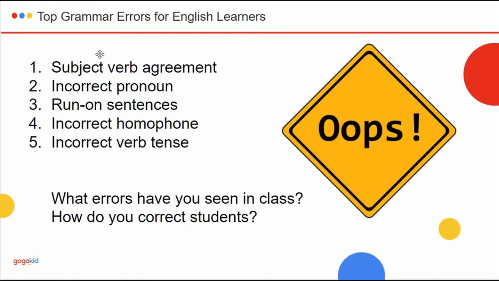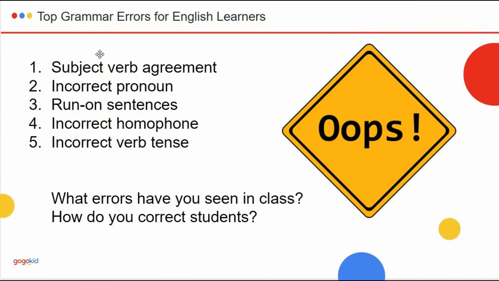Now, these are the top 5 errors for English learners. The first is subject-verb agreement. Second, incorrect pronouns. Run-on sentences, incorrect homophones. And again, homophones are when you have the same sounding word, but it's different, like bear, B-A-R-E, and bear, B-E-A-R, or incorrect verb tense.